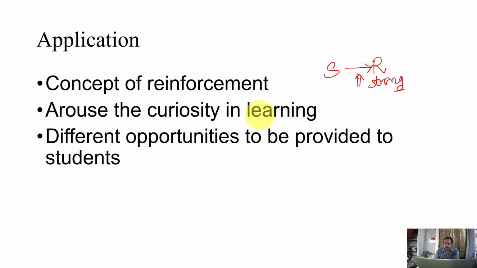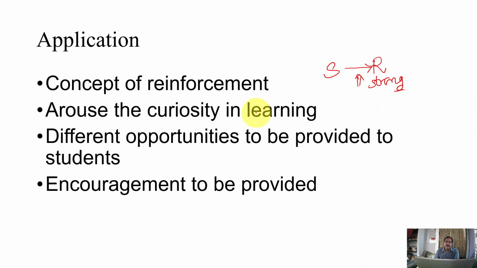Different opportunities are to be provided in the class, and encouragement is to be provided, the positive law of effect. Then the learning will be stamped in the minds of the students. So these are the applications, and generally one should remember that trial and error falls in the domain of skill learning. All skill learning takes this trial and error method of learning.